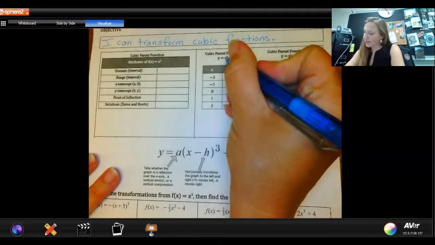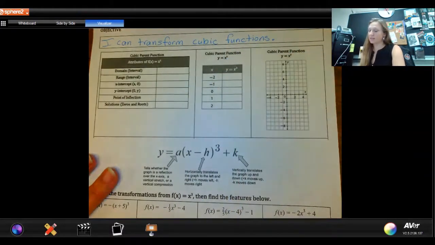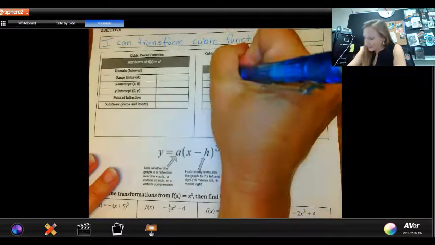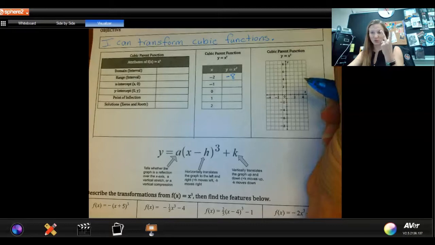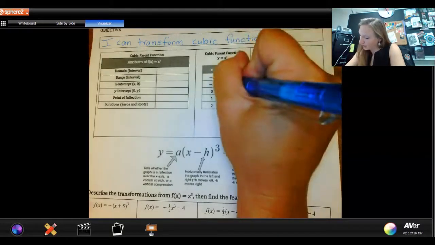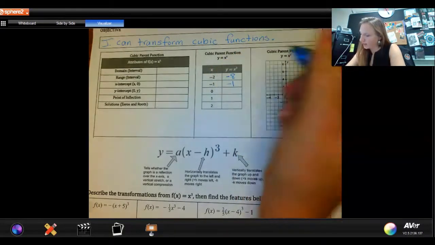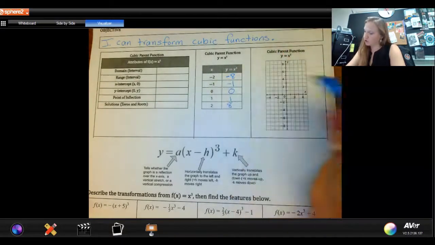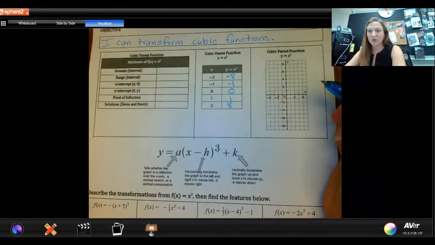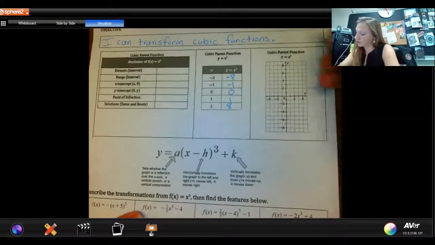So when I plug in -2 for x, -2 cubed is -8, because -2 times -2 times -2 is going to give us -8. All right, when I plug in -1 and cube it, I'm going to get -1. Plug in 0, plug in 1, and plug in 2. Okay, now go ahead and graph those points so you can see what our new function is going to look like.